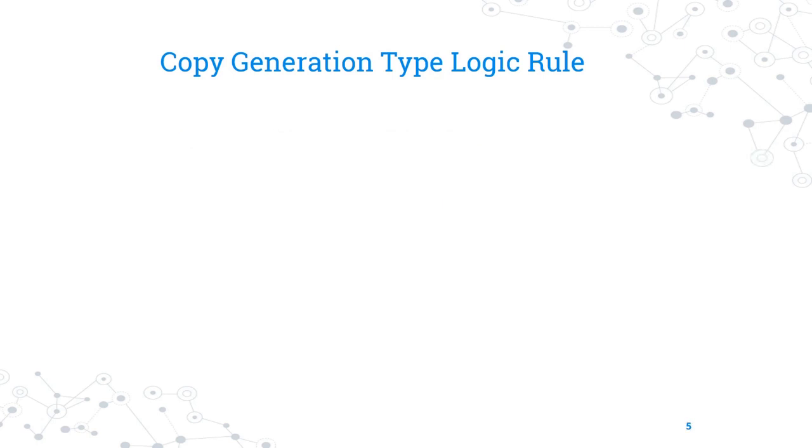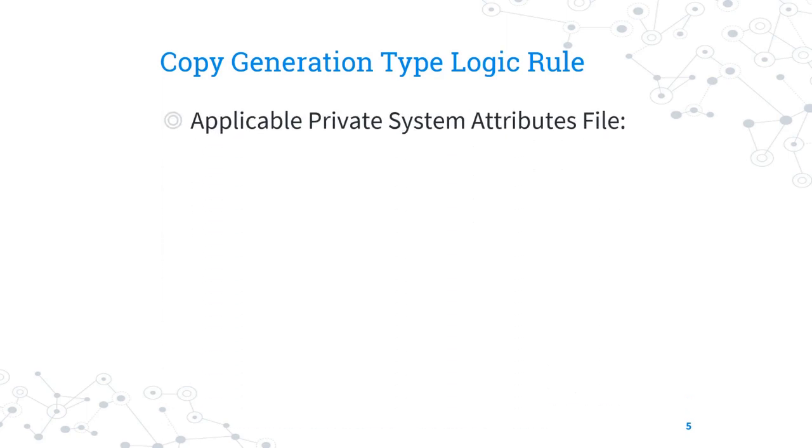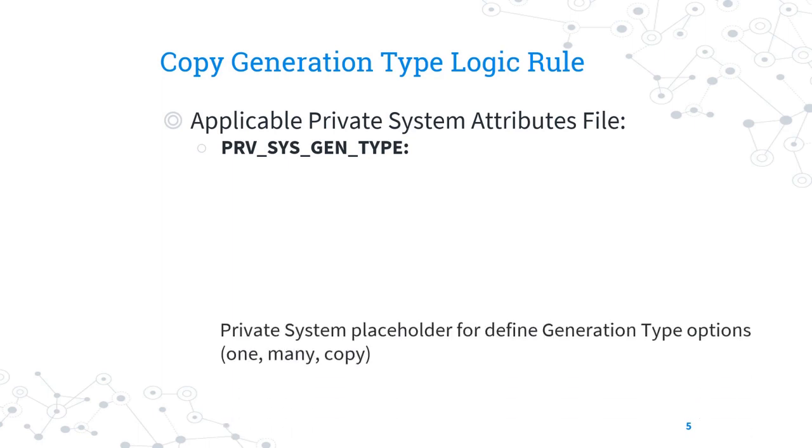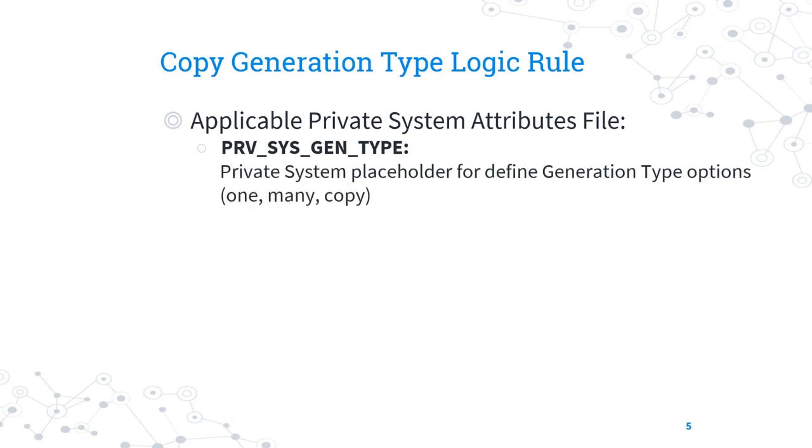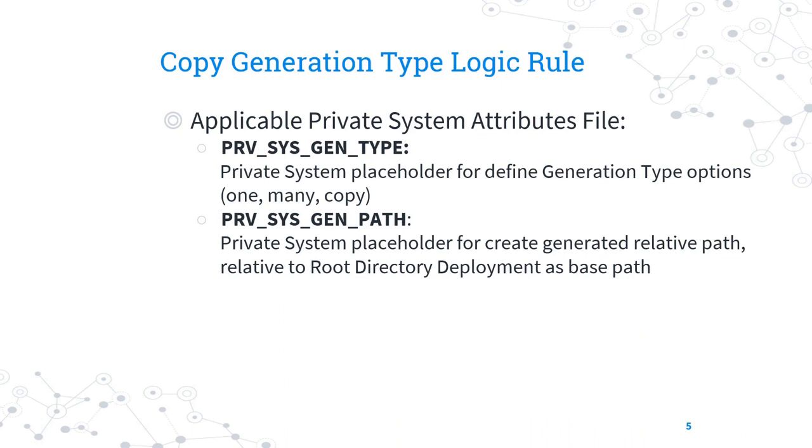We also have applicable private system attribute files that can support this copy generation type. The first one is private system generation type, which is the private system placeholder for defined generation type. The options are one, many, or copy. The second one is private system generation path, which is a private system placeholder for creating a generated path, relative to the root directory deployment as a base path.